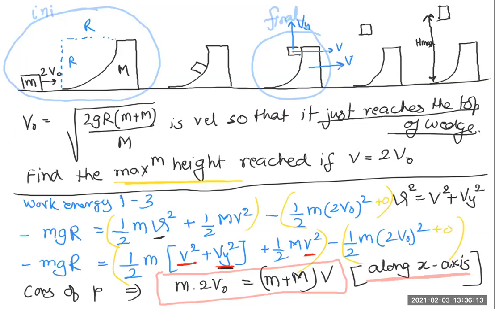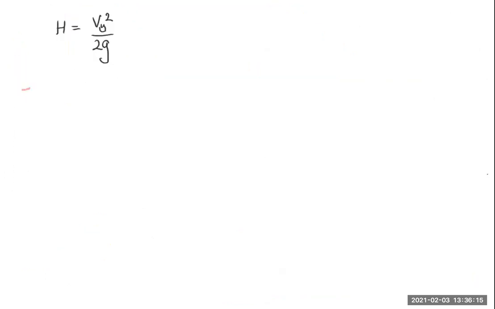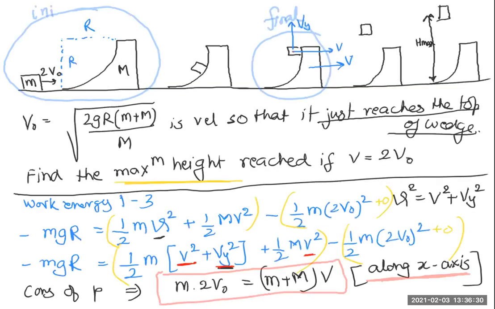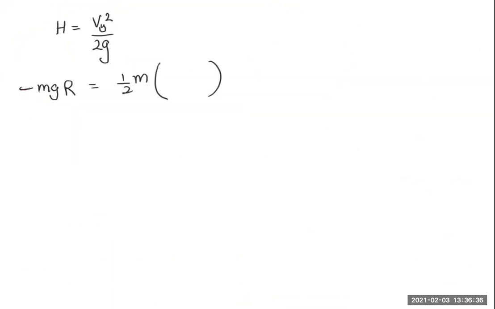Okay, so let me just put in the values now. So this will be minus mgR is equal to half mv square, right? And the value of v is how much? V is equal to 2mv naught upon m plus M. So let me write it as 4m square v naught square upon m plus M whole square, right? This is the kinetic energy plus half m vy square.